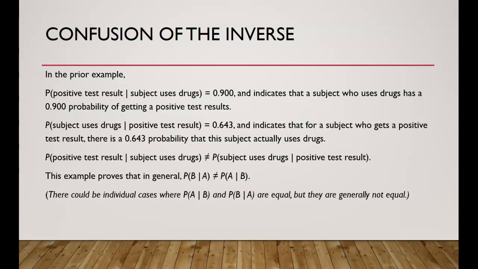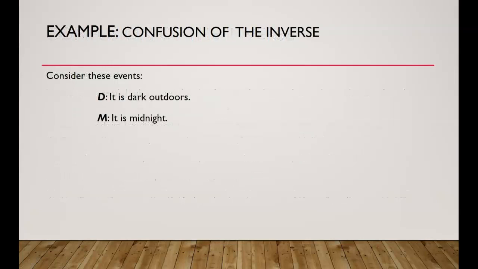There could be individual cases where P of A given B and P of B given A are equal, but they're generally not equal. To clarify the confusion of the inverse, let's look at one more example. Consider these events. Event D is dark outdoors. Event M, it is midnight. Is P of D given M equal to probability of M given D?